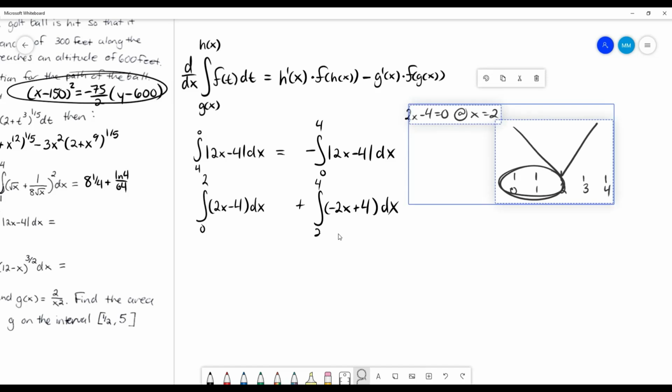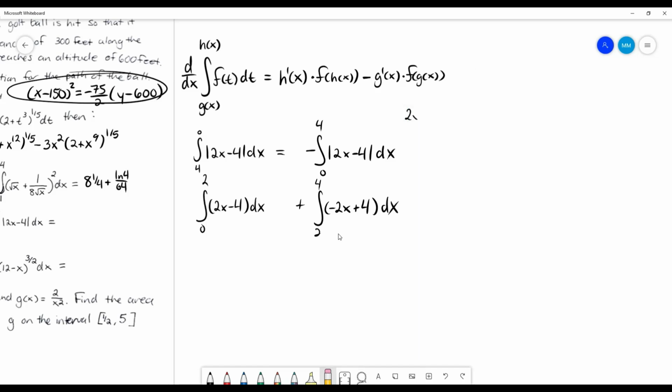So now it is pretty straightforward. I'd hope that by this point in this semester we're capable of doing this on our own, but I will walk through it nonetheless, just to make sure we don't make any mistakes. So I'm going to do this first one, undo that power rule, so it's going to be 1/2 x squared times that 2, so it's just x squared, and then minus 4x from 0 to 2, and then plus, it's going to be negative x squared plus 4x from 2 to 4.